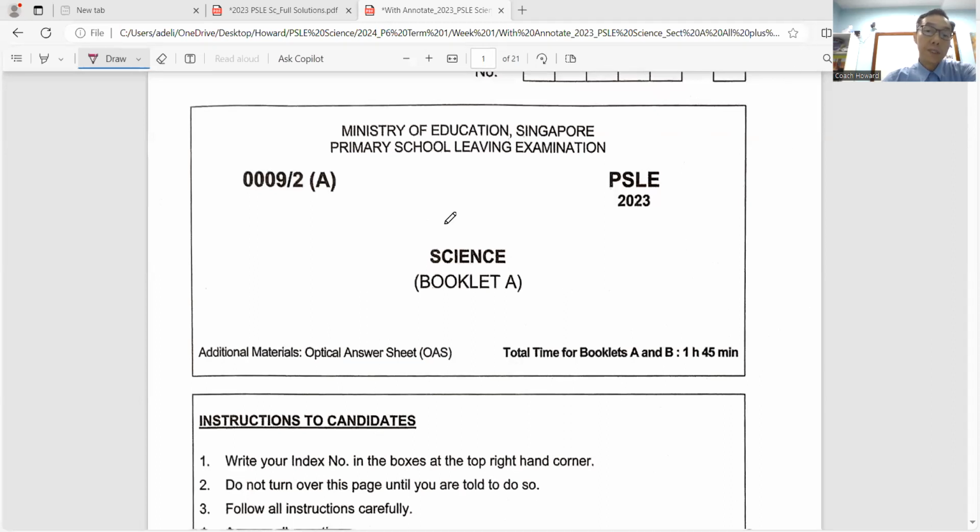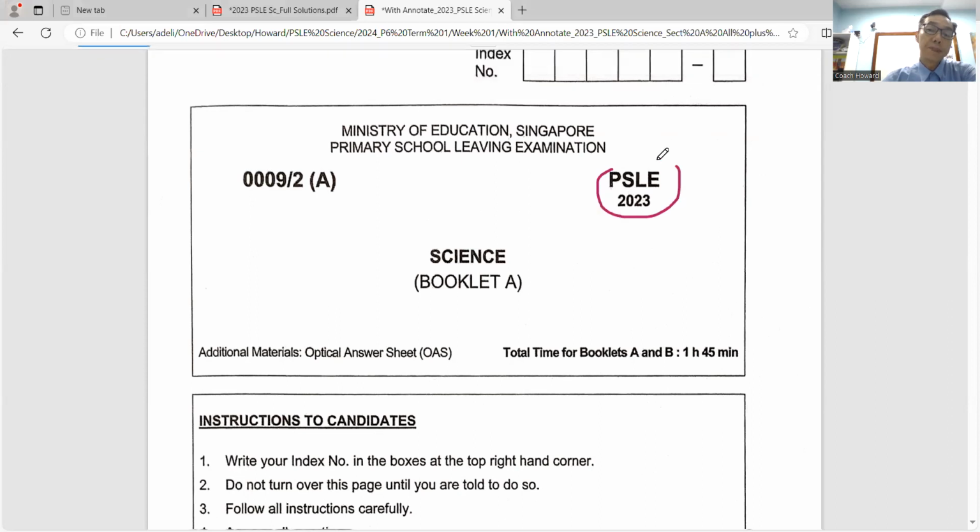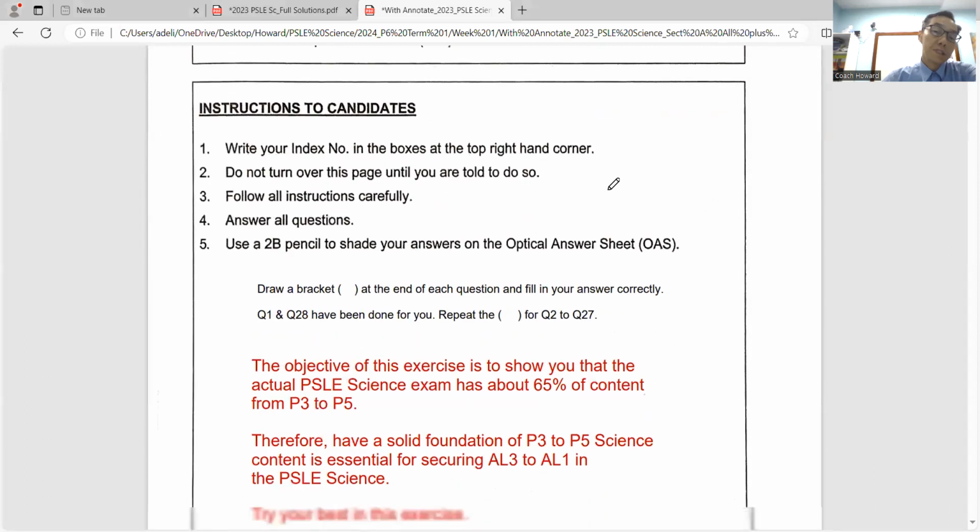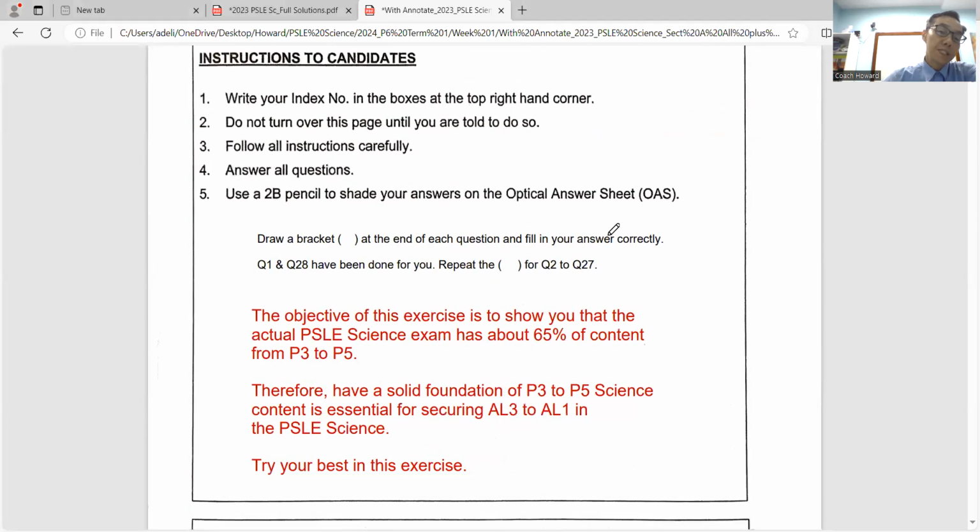Okay, please take a look at this paper. It's actually last year's PSLE 2023 paper. And I've analyzed this examination. The objective of this exercise is to show you that about 65% of the content in the actual PSLE paper actually tests content from P3 to P5. And therefore having a solid foundation from P3 to P5 science is essential for you to secure at least AL3 to AL1.